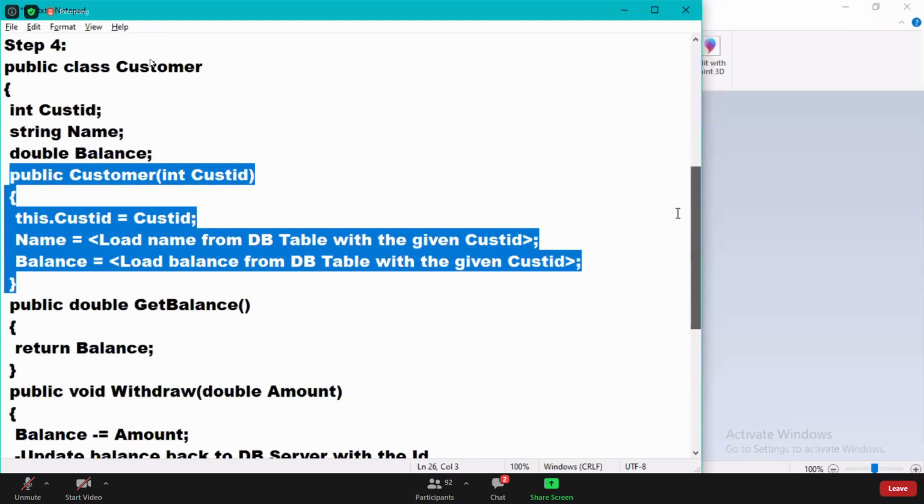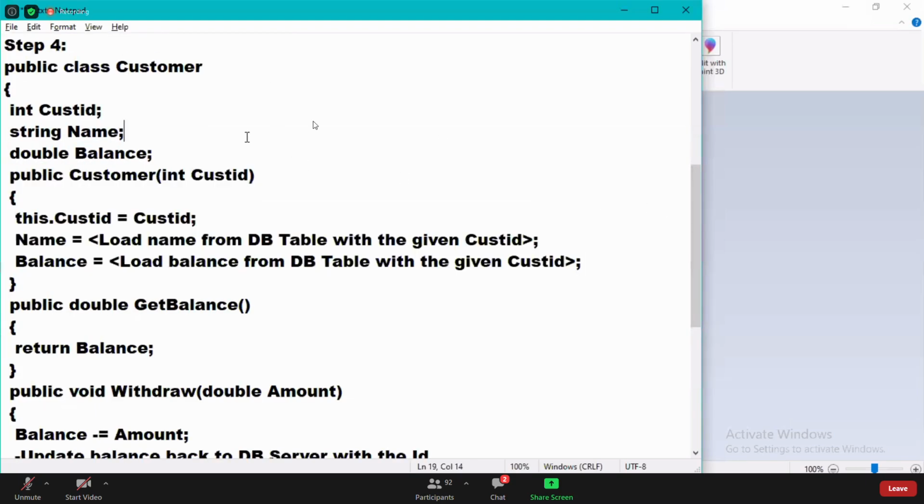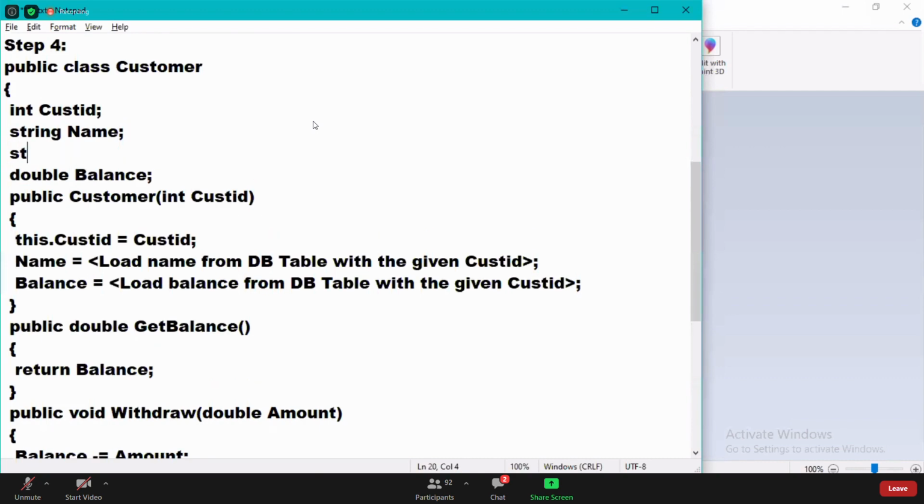I want to declare two more variables here. One variable to represent the bank name. String bankName is equal to ICICI Bank Limited. I am developing an application for them.